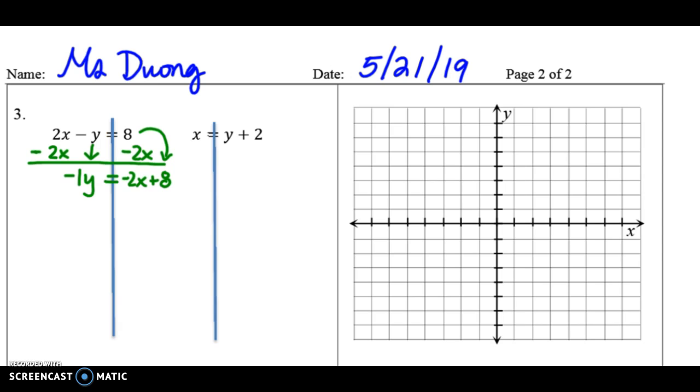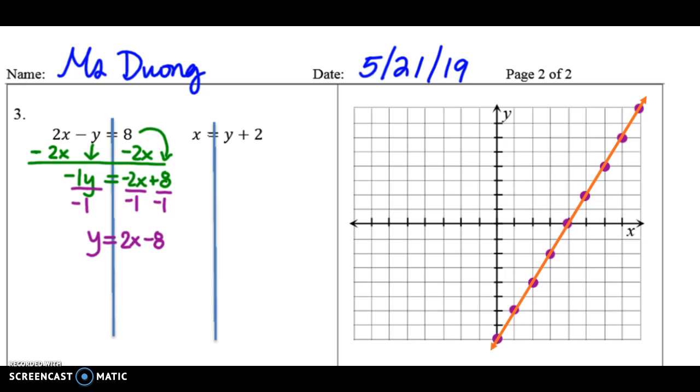And now I must get rid of that negative in front of the y and divide everything by negative 1. So my new equation is y equals 2x minus 8. Minus 8 tells me I have to start down 8 on the y-axis. And positive 2x tells me up 2 and over 1, because slope is always a ratio and can be written over 1 if it's a whole number. The more points, the more accurate our line is drawn.